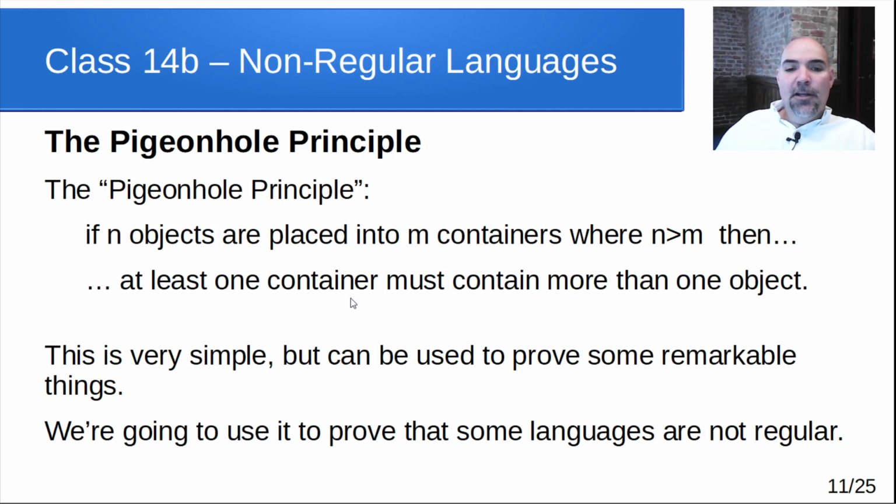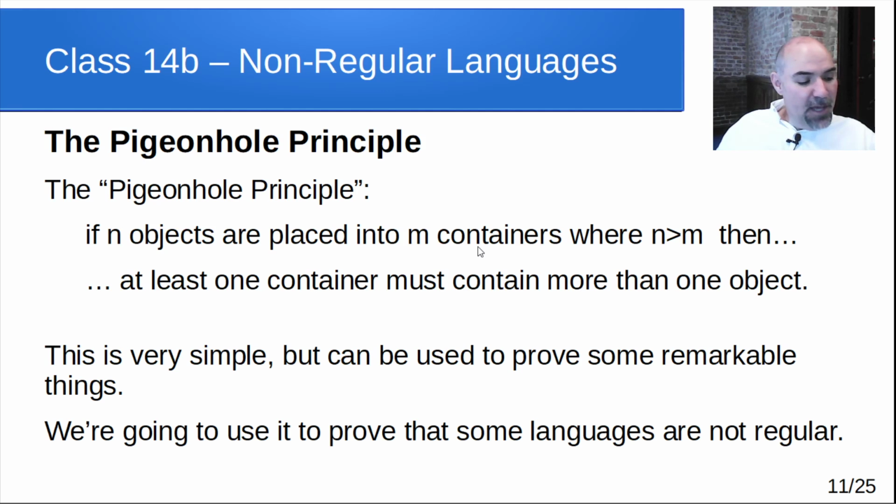Now, they all could have gone into one, but that still means that one of them has to have more than one. So in other words, you can't fit more objects into containers than you have containers unless one of the containers has more than one object stored in it. And that's a really simple concept. It's really easy to understand, very easy to comprehend. But it can be used to prove some fairly remarkable things.